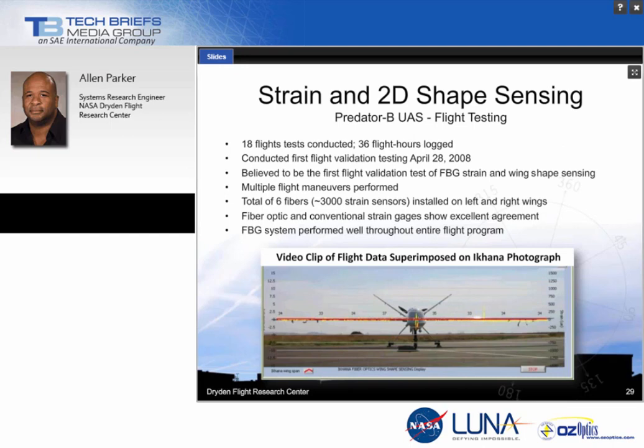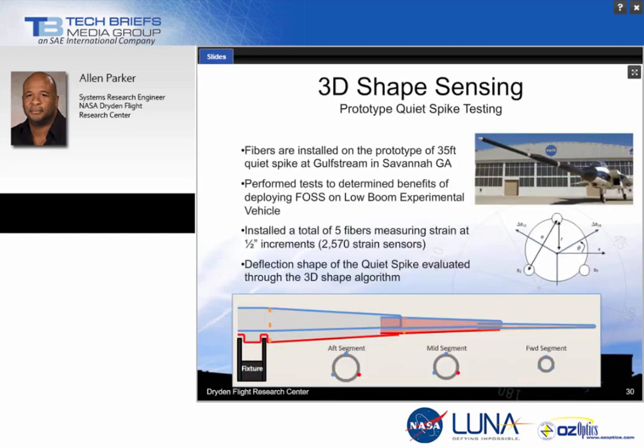Another real-time parameter we have demonstrated successfully is 3D shape measuring, where the 2D shape algorithm uses a single fiber bonded to the surface, yielding an out-of-plane deflection. The 3D shape algorithm uses a minimum of 3 fibers separated by 120 degrees to render a shape in the XYZ directions. We performed some simulated aluminum plate testing in the lab to validate the concept, and then we were invited by Gulfstream to go and instrument their quiet spike boom for ground test in Savannah, Georgia.